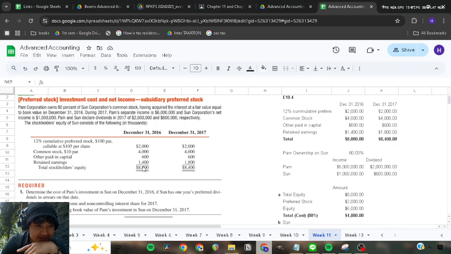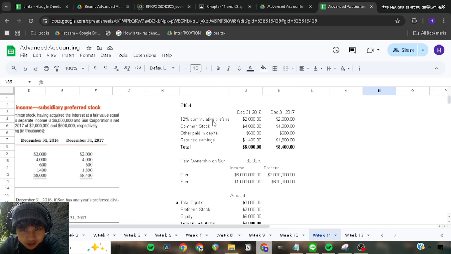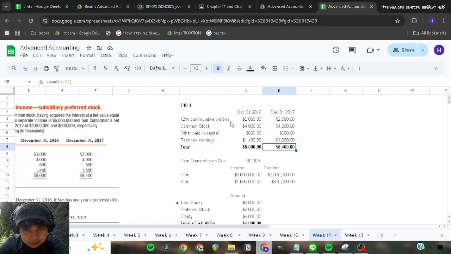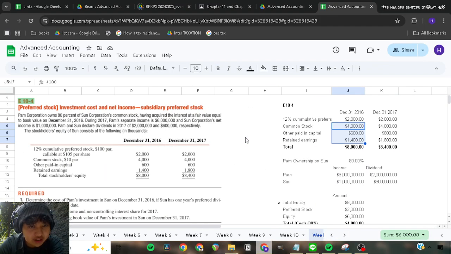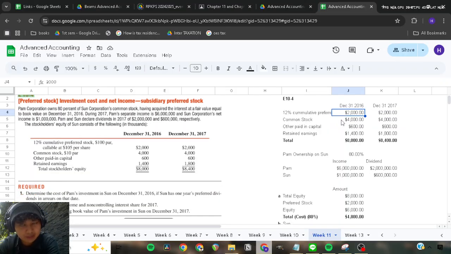The first question asks us to determine the cost of investment. I've put down all the numbers here, and what I want you to understand is that all of these are considered as equity. But in the case of preferred stocks, you don't want to consider the preferred stocks as equity because those are for the preferred people. Since the parent acquires this through common stocks and the preferred stocks, we want to exclude the preferred stocks. So that's what I essentially did here.